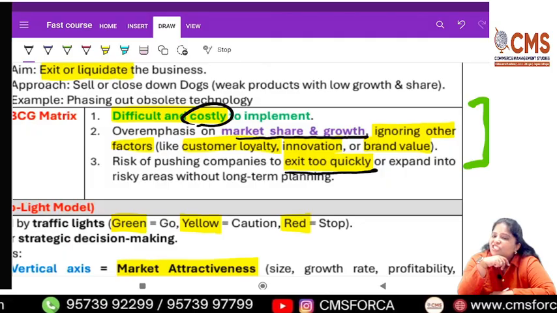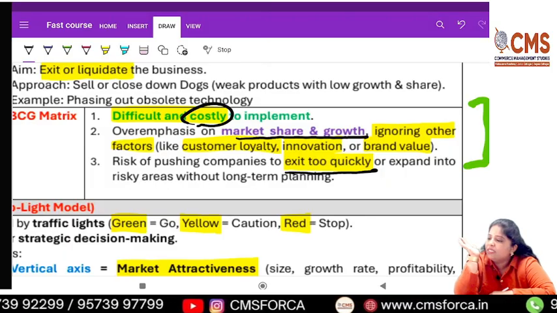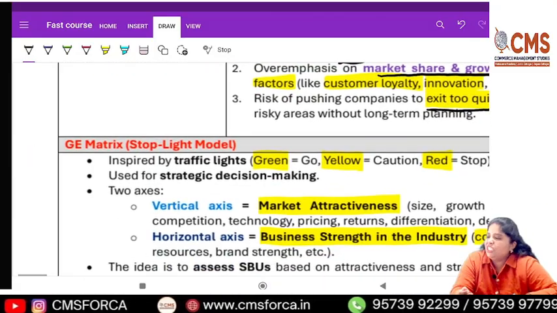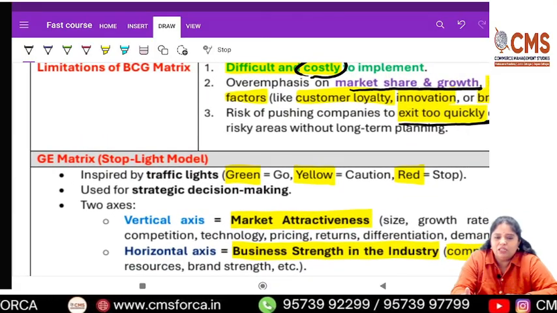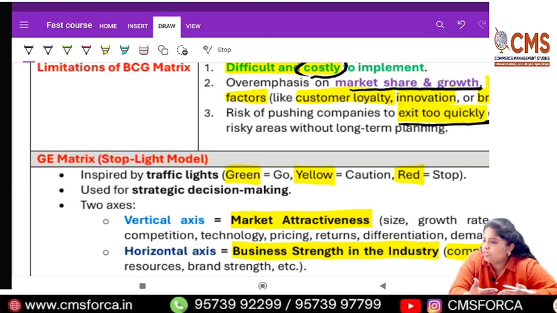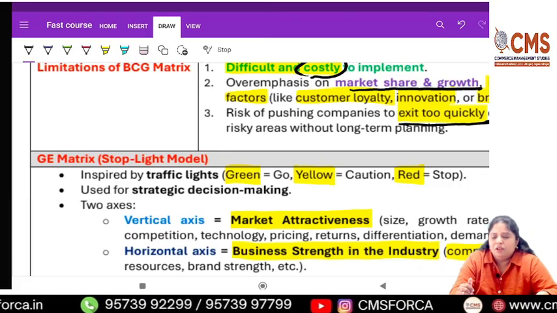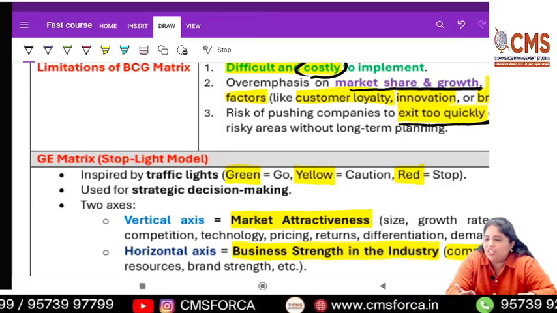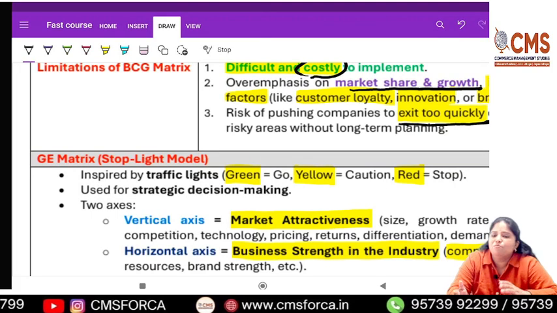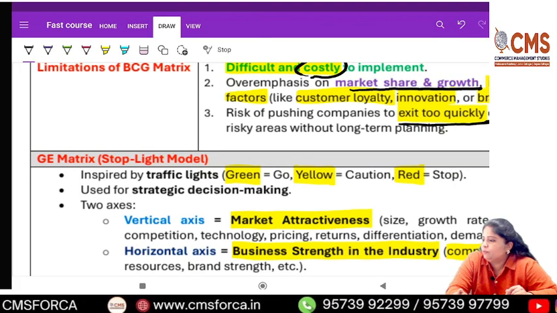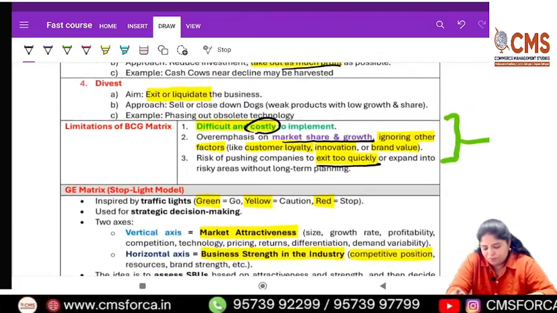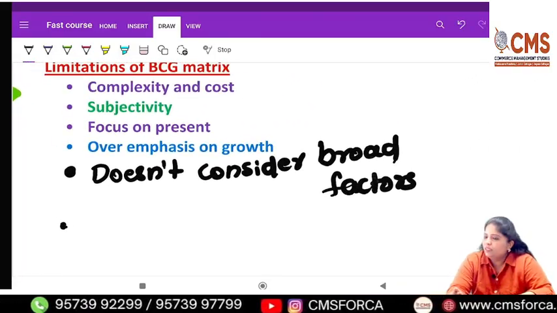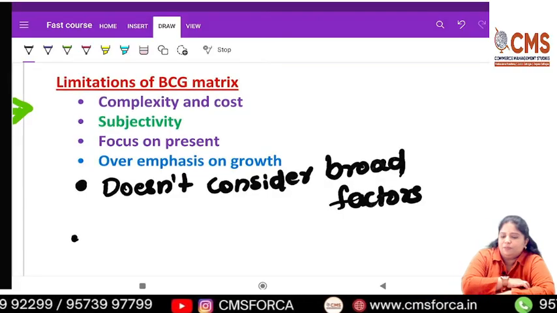Because of these limitations in the BCG matrix, where we are not considering broader factors, we go to the GE model, which is based on a traffic light model, where we also consider broader factors unlike the BCG matrix. But that's very easy for you. You can just go through and revise yourself. I don't have to discuss that. We have many other concepts to cover. Make a note of these limitations. These are the limitations of the BCG matrix.